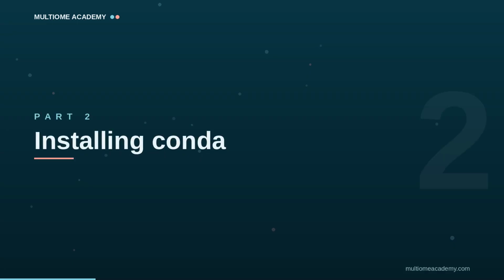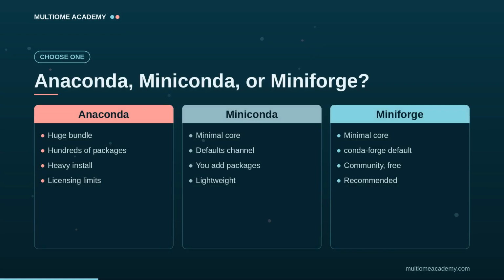Part 2. Installing conda and choosing the right flavor, because that choice saves you real pain later. Conda comes in 3 common distributions. Anaconda is a giant bundle of hundreds of packages, heavy, and with licensing limits for larger organizations. Miniconda is stripped down, but points at Anaconda's default channel. Miniforge is also minimal, but defaults to the free, community conda-forge channel. For single-cell work, Miniforge is the one I recommend. Start lean and pull in only what you need.